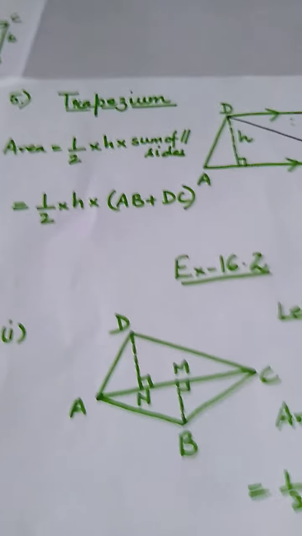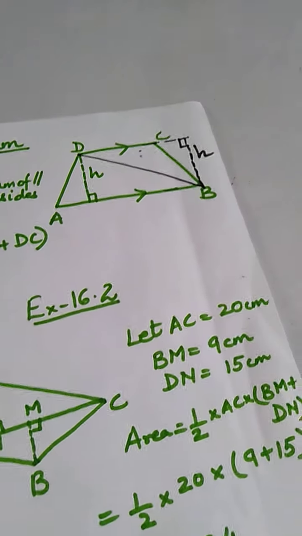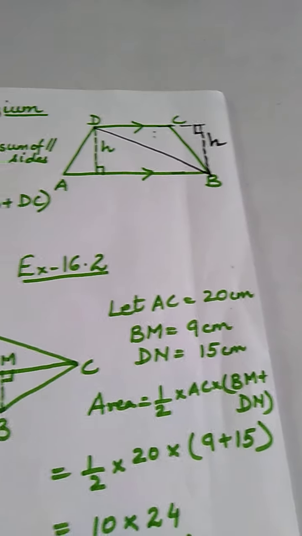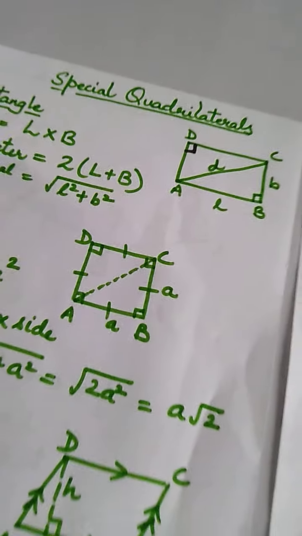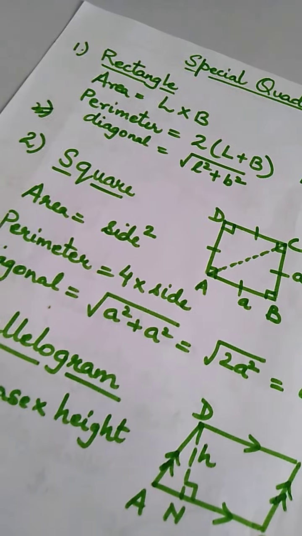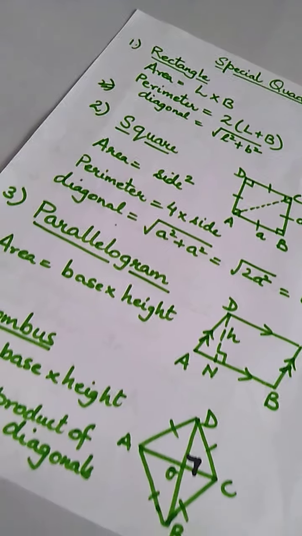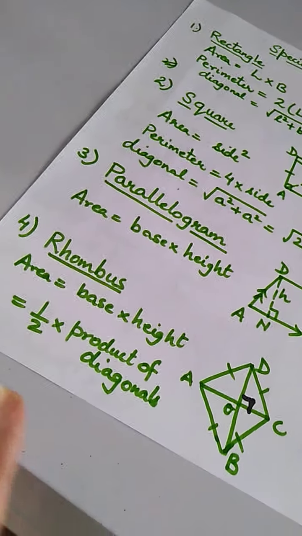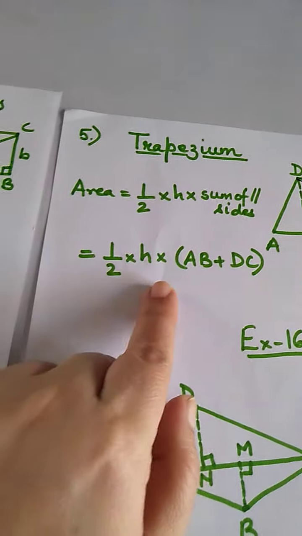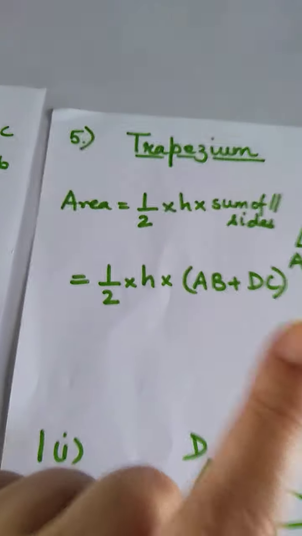Okay. Now, coming to the exercise, I hope it is clear. Yes, all the types of quadrilaterals are clear. Rectangle, area is length into breadth. Square, area is side squared. Parallelogram, area is base into height. And rhombus, area is both the formula base into height as well as half into product of diagonals. Trapezium, half into height into sum of parallel sides.